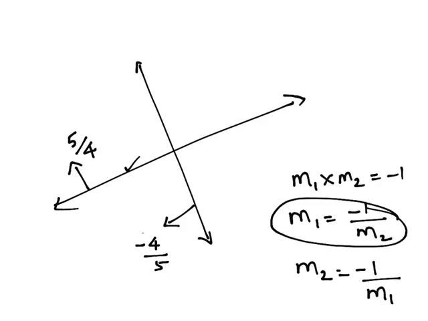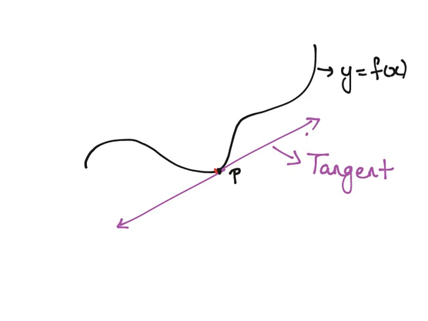Now let us go to normals, finding the equation of a normal. Look at this diagram, students. Let's say this is a curve y equal to f of x. I have taken a point P lying on the curve, and I have drawn a tangent at the point P. Now, a normal to this curve at P is nothing but a line which is perpendicular to the tangent. So the normal at P will look like this.